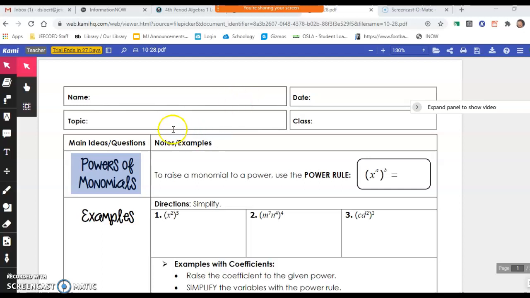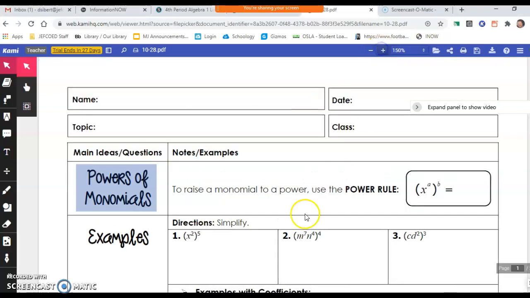Today we're going to look at powers of monomials. What's another word for powers? Exponents, okay? So we're going to be looking at some variables that have exponents, and some coefficients with variables that have exponents. And those monomials are going to be raised to another power, or have an exponent with them outside of the parentheses, okay? So if you're looking right here at the example, guys, it says to raise a monomial to a power, you're going to use the power rule.